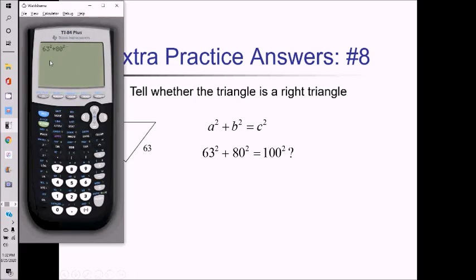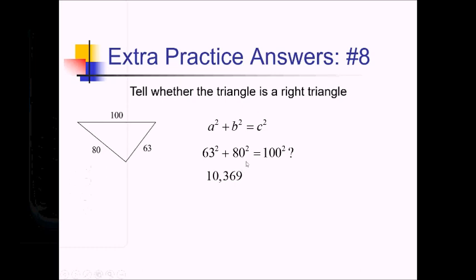So here's the left side of the equation, 63 squared plus 80 squared, and that comes out to 10,369. Okay, now 100 squared, you actually might not need a calculator for this. This is 100 times 100, so 1 with 4 zeros after it, also known as 10,000. This is not the same as 10,369, so that proves that this is not a right triangle.